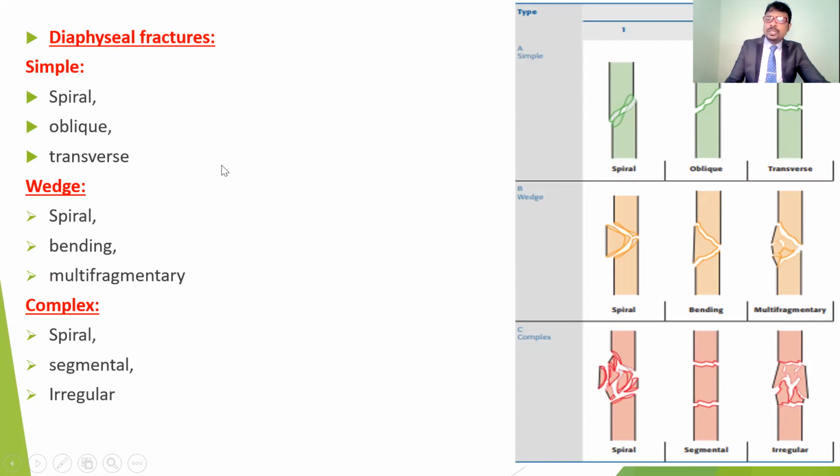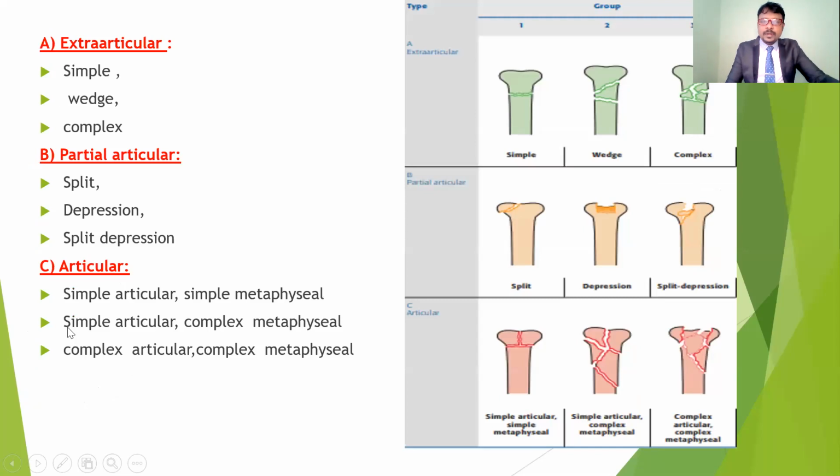It is divided into the proximal and distal and diaphyseal, each one divided into other subclassifications: simple, wedge, and also complex fractures. So again, the proximal and distal are going to be divided into three classifications: simple, wedge, complex. In the extra-articular, if you see here, in the simple, only one fragment is going to happen. More than two is going to happen in the wedge. And complex is going to be more than two fragments, multiple fragments, as we can see in the case of the complex extra-articular.